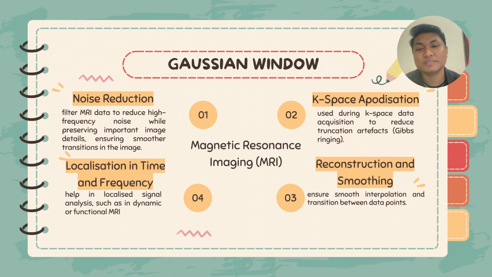An application of the Gaussian window can be seen in magnetic resonance imaging, known as MRI. The Gaussian window is applied to filter MRI data to reduce high-frequency noise while preserving important image details, ensuring smoother transitions in the image. Next, in MRI, the Gaussian window is used during K-space data acquisition to reduce truncation artifacts, called Gibbs ringing. By applying the Gaussian window in K-space, the edges of the image are softened, leading to a more visually appealing and diagnostically useful image.